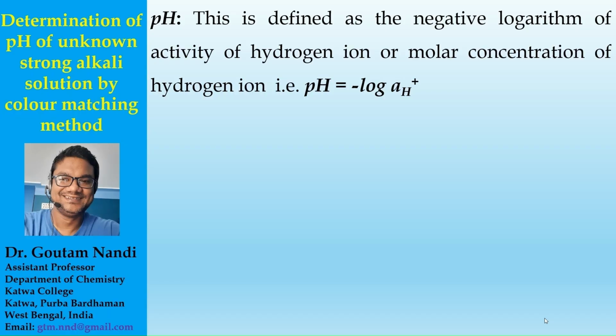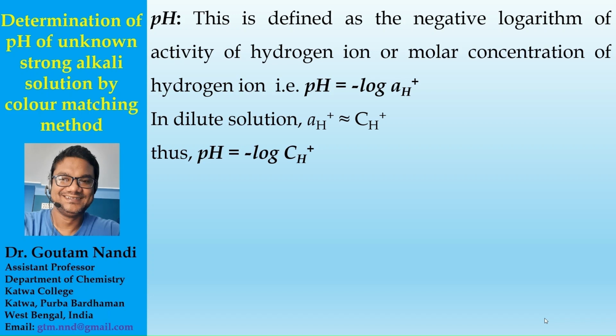We are going to determine the pH of the solution. So first let us know what is pH. pH is defined as the negative logarithm of activity of hydrogen ion or molar concentration of hydrogen ion. That is, pH is equal to minus log of activity of H plus ion. But in dilute solution, the activity of any ion can be taken as the concentration of that ion. So in dilute solution, pH can be expressed as minus log of concentration of H plus.